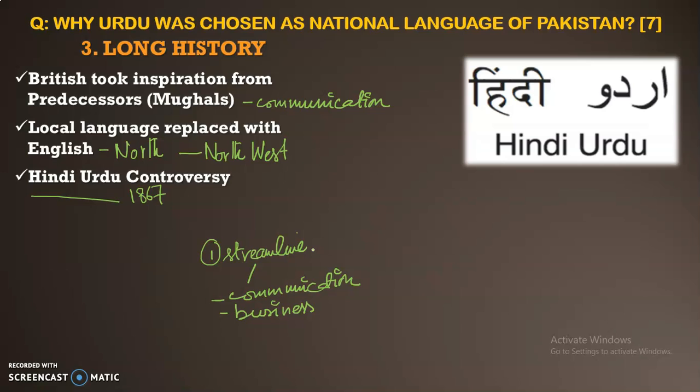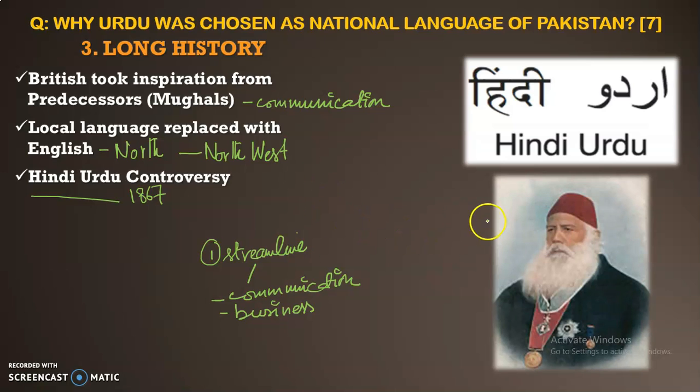One personality that came over here was Sir Syed. Here you can see the picture of Sir Syed. He was the most vocal opponent of this change that was being brought by the British because of the pressure of Hindus. This is the last point that we have over here regarding the third paragraph.